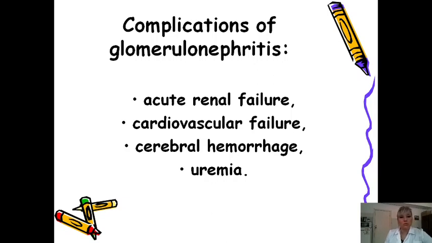Which complications of glomerulonephritis? I told that subacute form and acute form can lead to acute renal failure. Acute glomerulonephritis is more favorable type. Subacute is very, very unfavorable. Chronic form leads to replacement of glomeruli by connective tissue, fibrosis, sclerosis, and leads to chronic renal failure with uremia, cardiovascular failure, and cerebral hemorrhage.